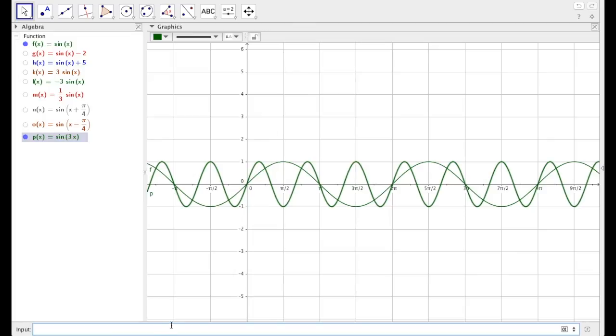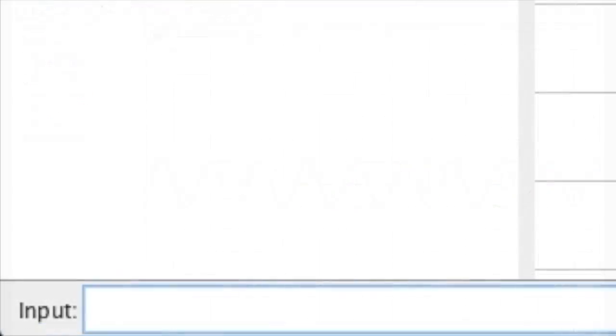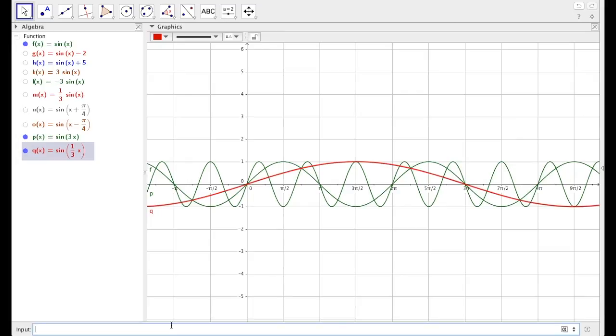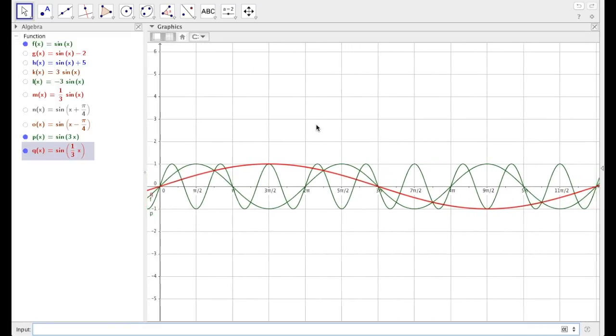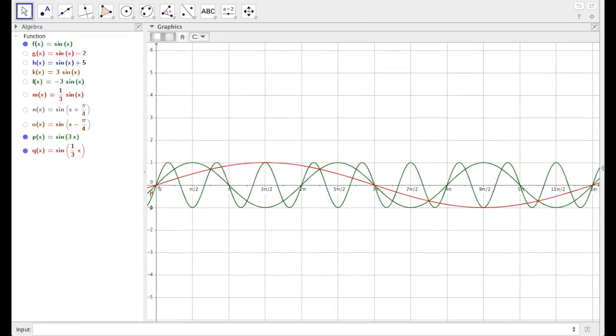What would happen if I multiplied the x's times 1/3? So let's do q of x is f of 1/3 times x. In this case, this period is actually now 3 times bigger. I'm going to move this graph here a little bit to the left, and you can see that it takes a full 6 pi in order for that red function, q of x, to make a full period. It's because it's taken this original 2 pi period and multiplied it by 3.